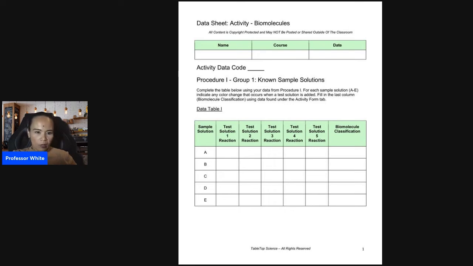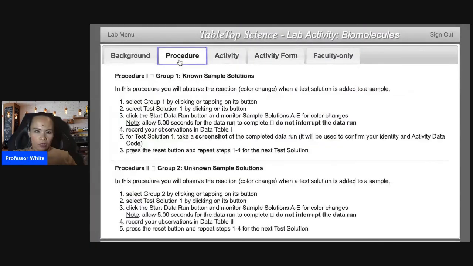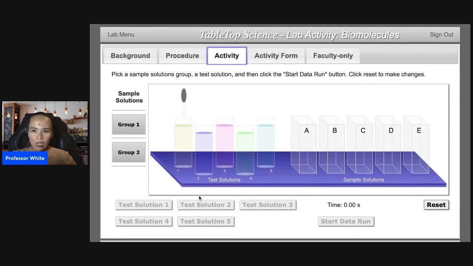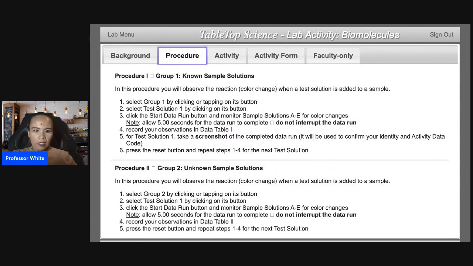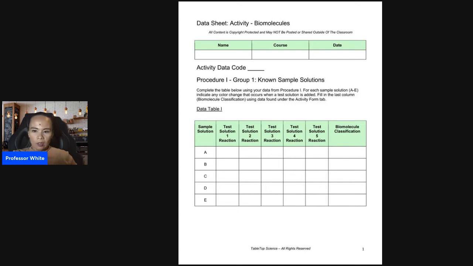Let me stop my sharing real quick, so I can go to the lab itself. You have the procedure on here. Please read it. As you can see, at some point it asks you to take a screenshot on the procedure, so please don't forget to attach that onto your assignment. The activity will let you run the procedure, so follow along. That's very important for you to get the answers for your table.